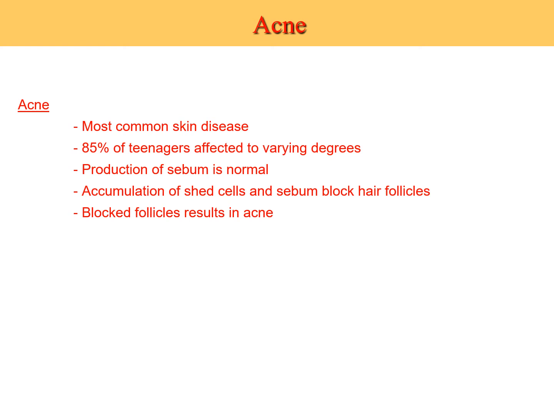We're on skin. We'll talk about acne. It's a common skin disease process. About 85% of teenagers get affected by it to varying degrees. The production of sebum from the oil glands in the skin is normal, but there's an accumulation of cells and sebum that can block the hair follicles, tiny hair follicles, and that results in acne. The blocked follicles will result in acne.